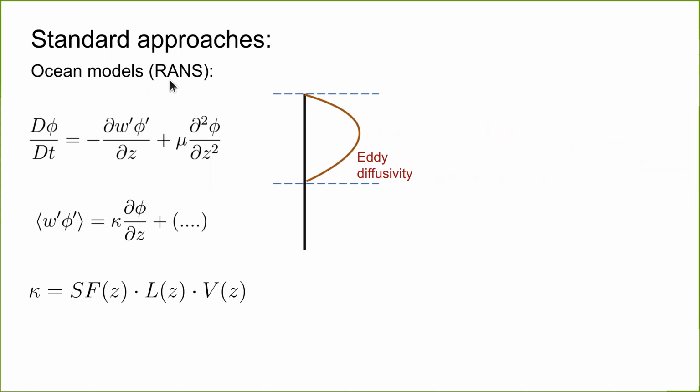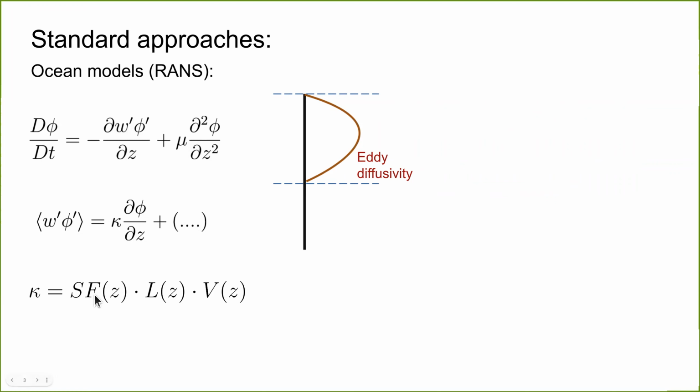In a typical ocean model, the Reynolds averaged Navier-Stokes equations are used. The first equation shows a tracer equation for a generic quantity phi. Phi can be a tracer or a velocity. The terms on the left are the inertial terms, and on the right-hand side, we see the Reynolds stress and a molecular diffusion term. The turbulence problem is closed by assuming that the Reynolds stress is a function of mean flow quantities, and using the mixing length hypothesis, the average of w prime phi prime is assumed to be kappa multiplied by a vertical gradient of phi plus maybe some non-local terms.